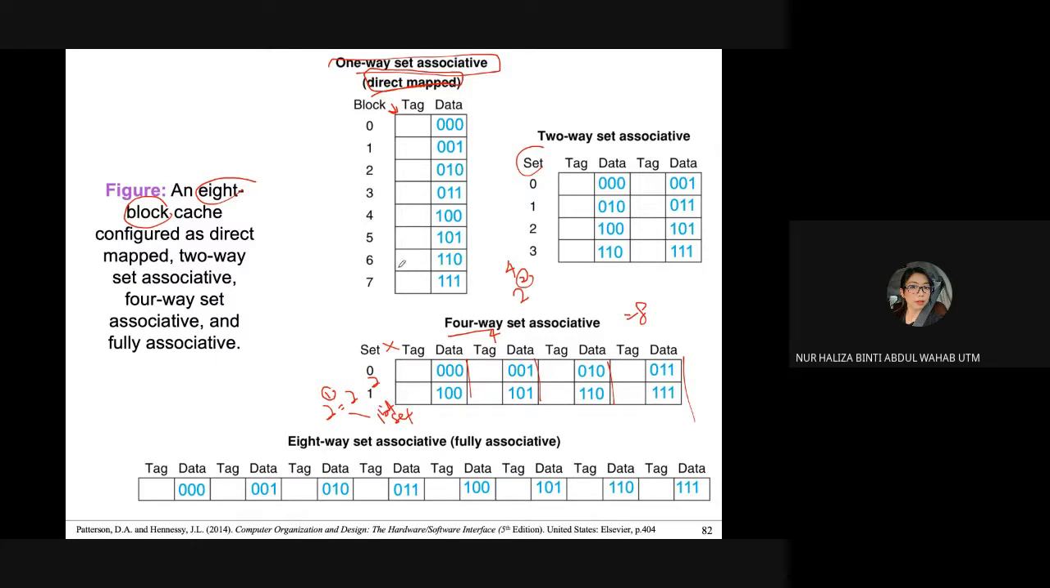And how about this one? 8-way, which is called a fully associative. This is the one that you learned as fully associative, which is 8-way set associative. Over here you have 8 blocks, altogether 8 blocks. And because of this, you don't have a set.